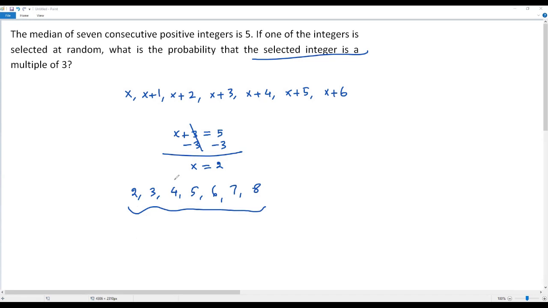Since I'm going to select one integer from these 7 integers, I have to write the total number of integers in the denominator, that is 7. Okay, now let's pick the integers which are multiples of 3. So we have 3 and 6. There are 2 integers which are multiples of 3. So we have to write 2 over here. So 2 over 7 is the probability that the selected integer is a multiple of 3.